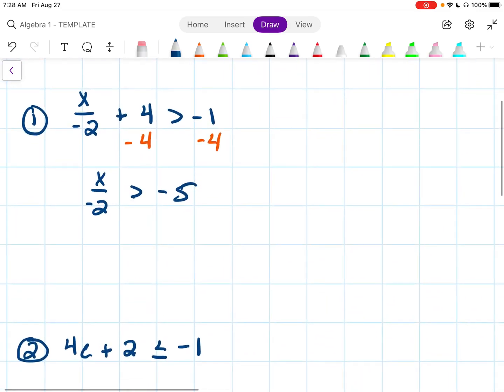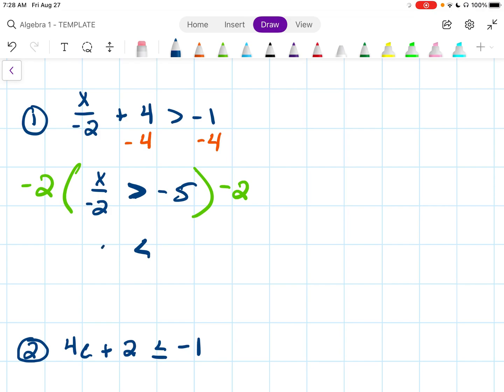Next up, we have to multiply by negative 2 on both sides. And whenever we multiply by a negative, we have to flip the direction of the inequality. So right here, it's pointing to the right. Now it's going to be pointing to the left. I'll have an x and a positive 10. There we are.